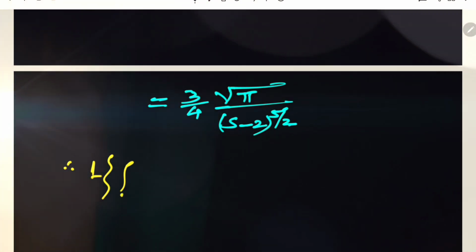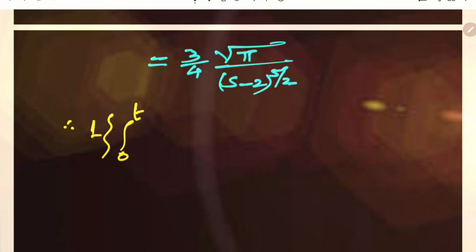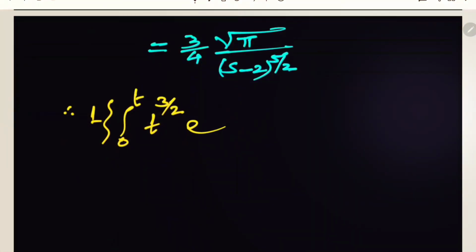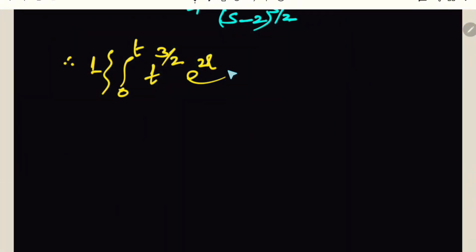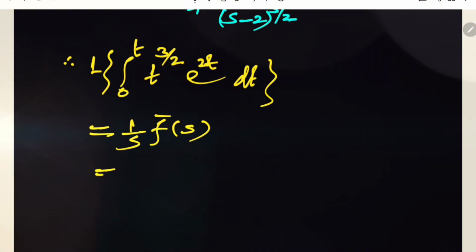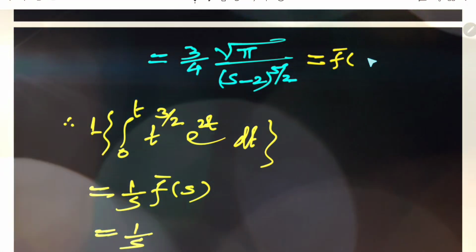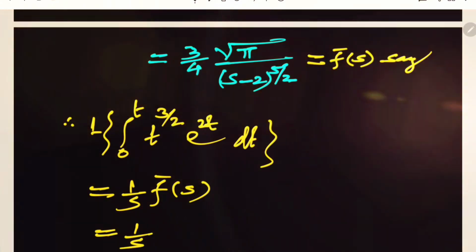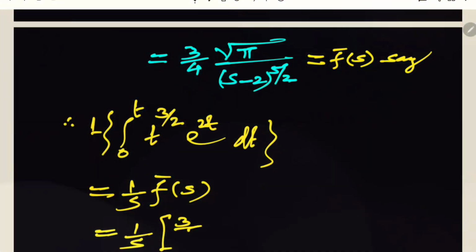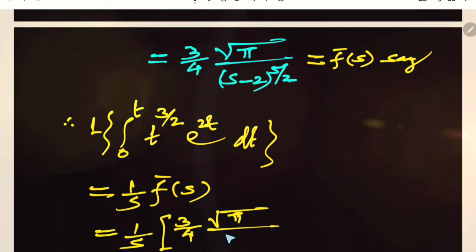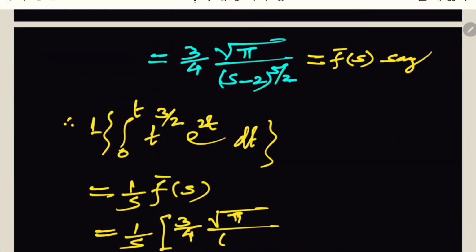And then the final Laplace of the integral of t raised to 3 by 2 into e raised to 2t is 1 by s into f bar of s. And therefore, the final answer is 1 by s into that previous step, which is 3 by 4 into square root of pi divided by s minus 2 whole raised to 5 by 2, as the answer.